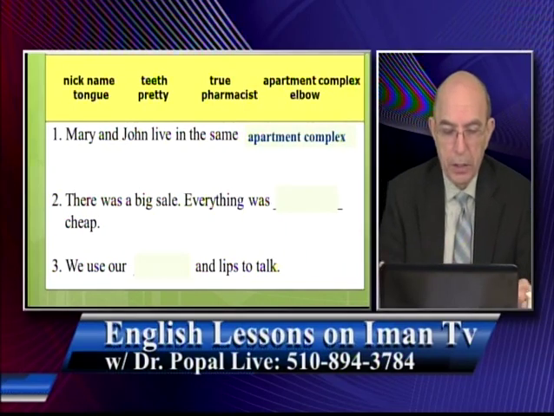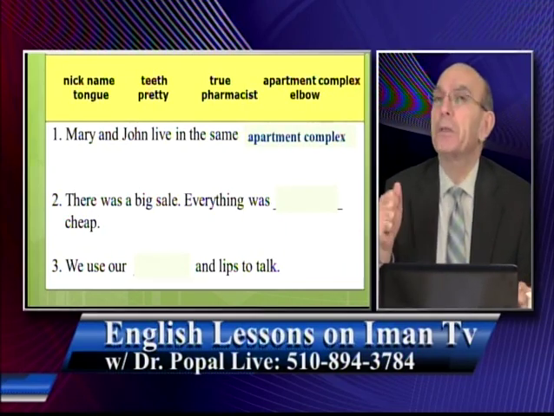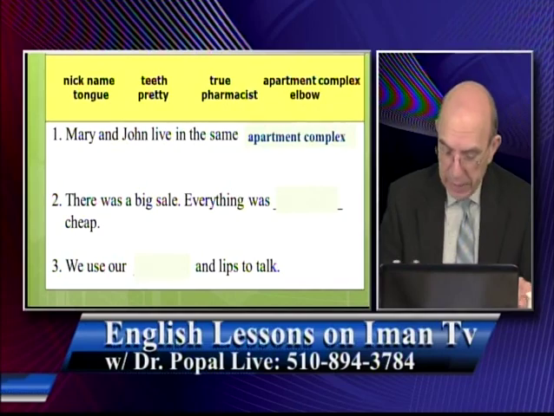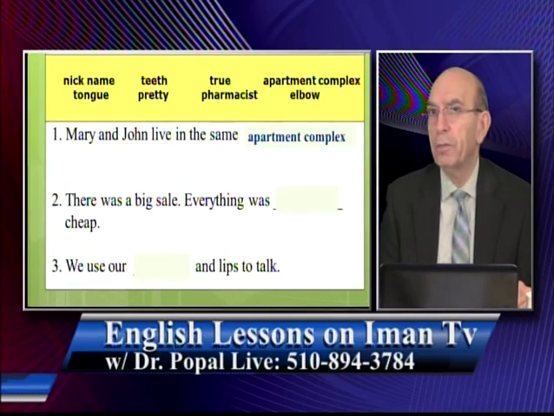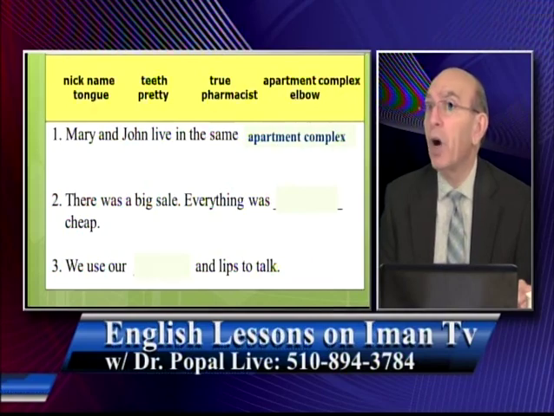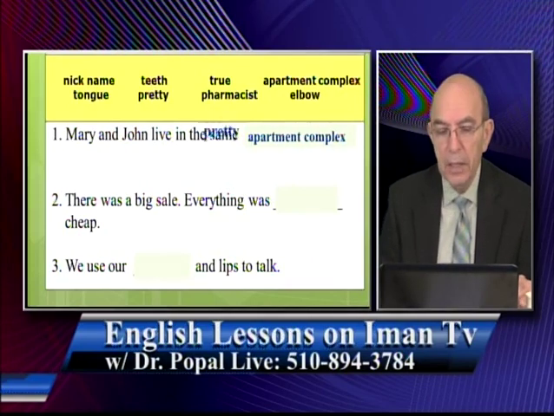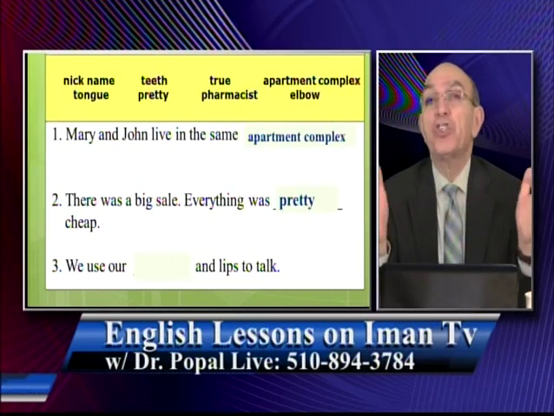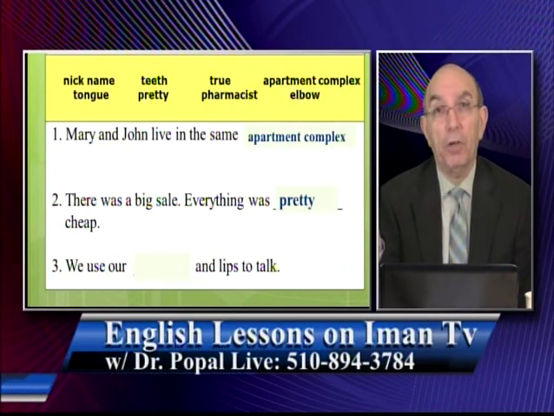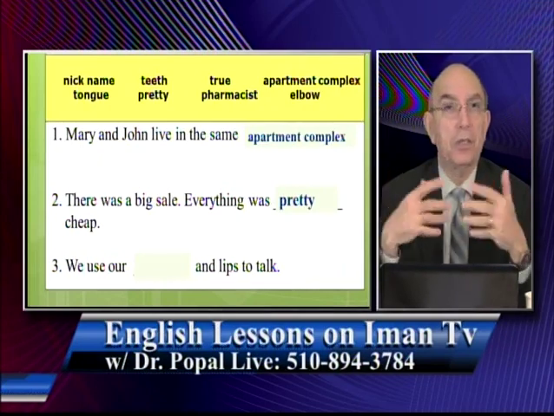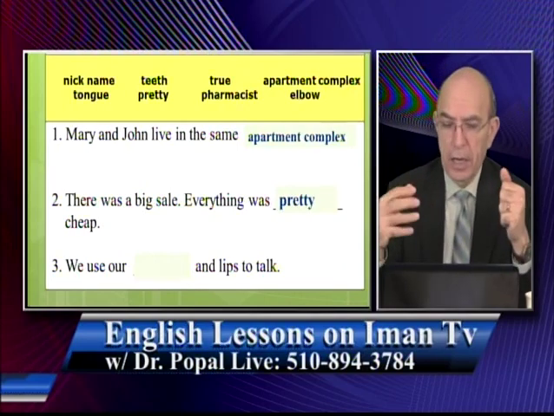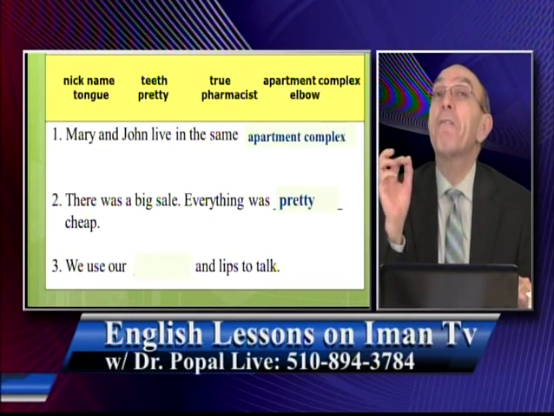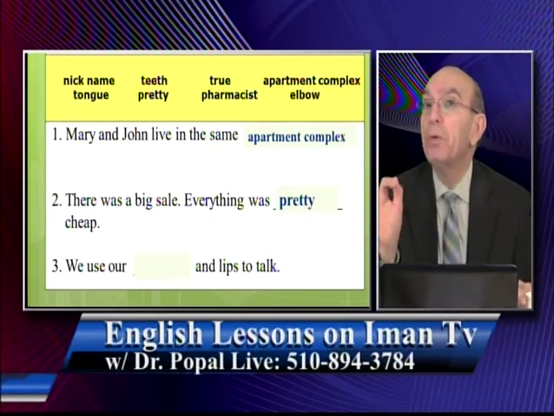Number 2, there was a big sale. Everything was what? Cheap. Which word could fit here? The correct answer is, what did you choose? What's your answer? Everything was what? The answer is pretty. Pretty cheap. Remember, the dictionary meaning for pretty usually says beautiful. Like pretty flowers, pretty car, or pretty person. But pretty doesn't mean beautiful here. It simply means very.